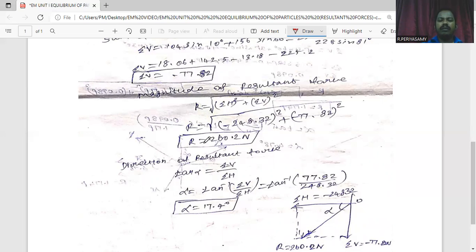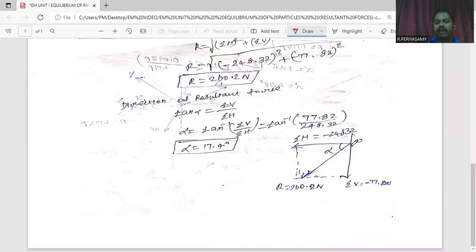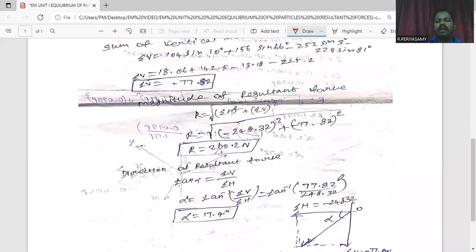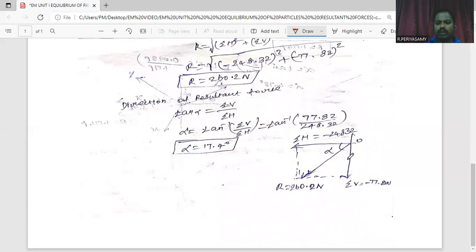In this problem, we found the magnitude of the resultant force 260.2 Newton and the direction of the resultant force alpha equal to 17.4 degrees. Finally, we show its direction. Because the sum of horizontal components is negative, minus 248.32, we consider the leftward direction. The sum of vertical components is also negative, so negative sign means its direction is downward. The sum of vertical components is minus 77.82.